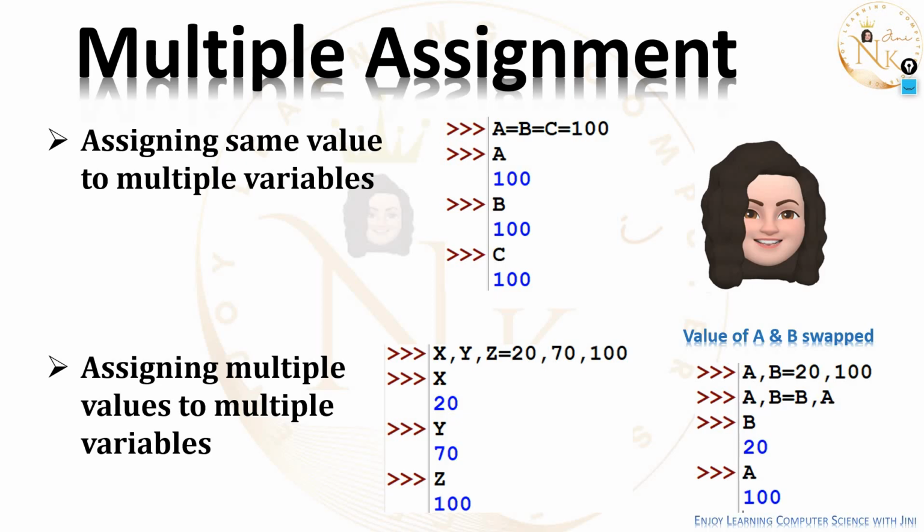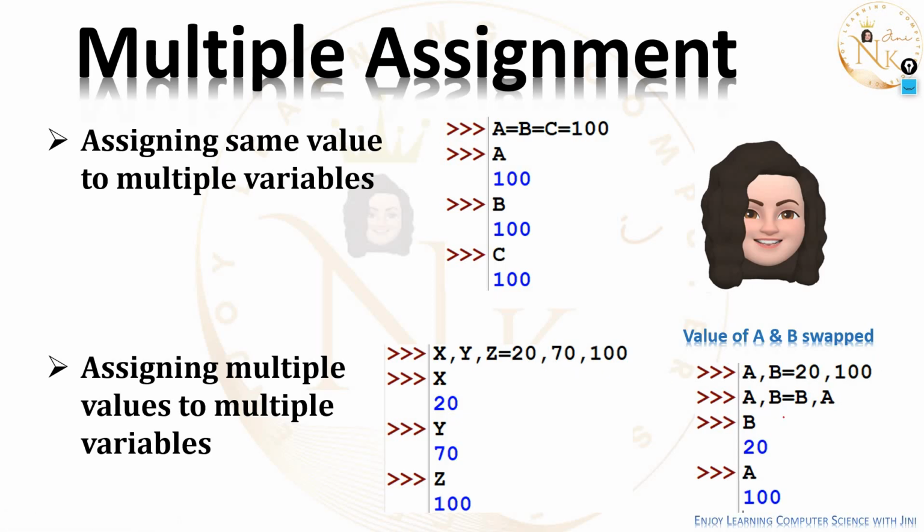And swapping also can be done easily in Python. So a, b is equal to 20, 100. I want to swap these 2 values. I can simply write a, b is equal to b, a. What is b? 100. So a will take the first value. What is a? 20. Correct?